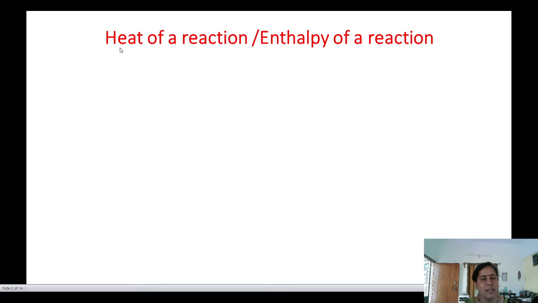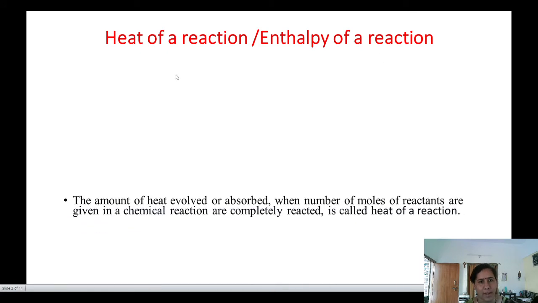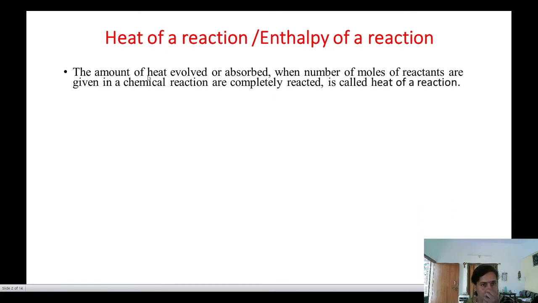First point is the heat of a reaction. Heat of a reaction is also known as the enthalpy of a reaction. The definition of heat of a reaction is the amount of heat evolved or absorbed when the number of moles of reactants given in a chemical reaction are completely reacted. That amount of heat is called the heat of reaction.